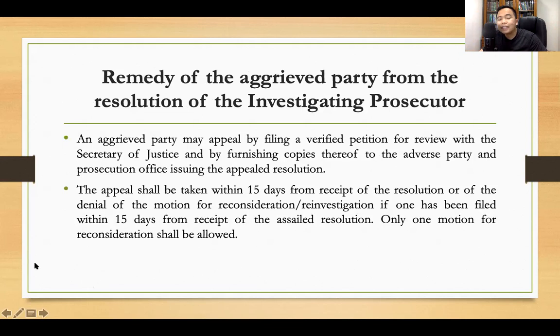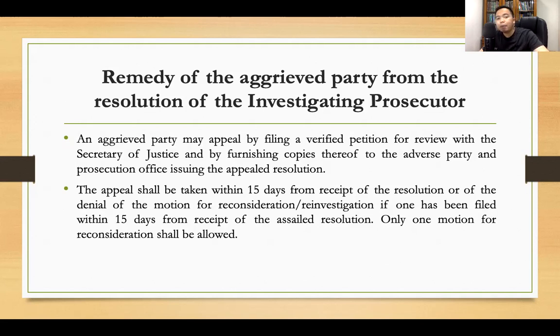Now, what is the remedy of the aggrieved party from the resolution of the investigating prosecutor? So, for example, if the complaint has been dismissed, the complainant can exercise some remedies. Now, what is the remedy left of the losing party or the aggrieved party from the resolution of the investigating prosecutor?